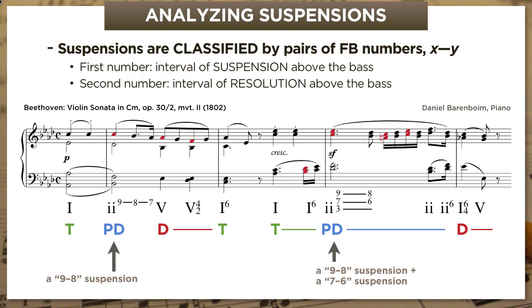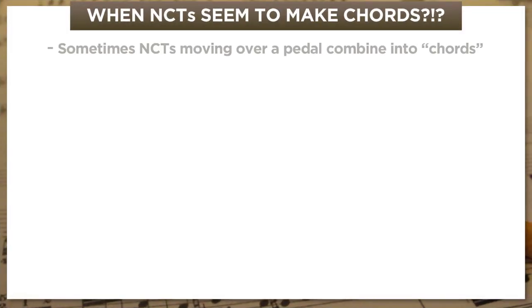So with that, we end the first part of the video. Now it's time for part 2, where we address what I called a paradox. This situation where a bunch of non-chord tones moving over a pedal point combine to make a thing that looks for all the world like an actual chord. That hasn't happened in any of our examples so far.